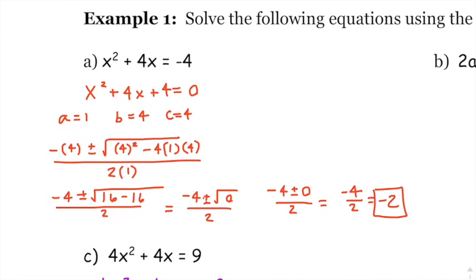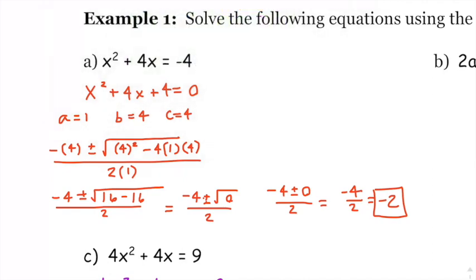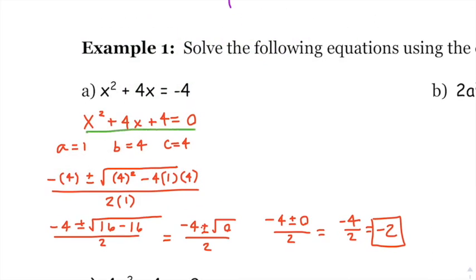Okay, so that means x has only one answer there. It's only -2. And just to show you real quick, you can take this same equation and also solve by factoring. And I think that would actually be a little bit easier on this one.